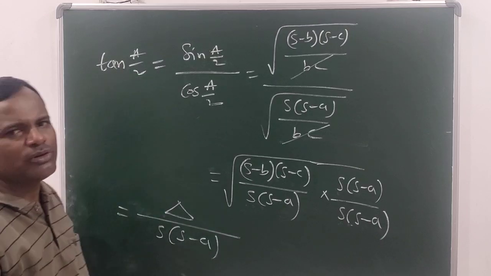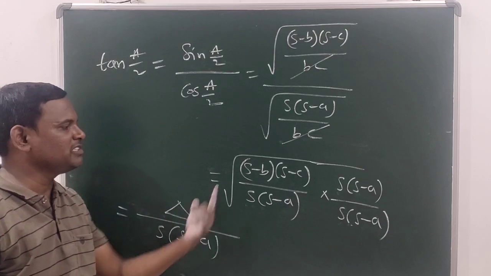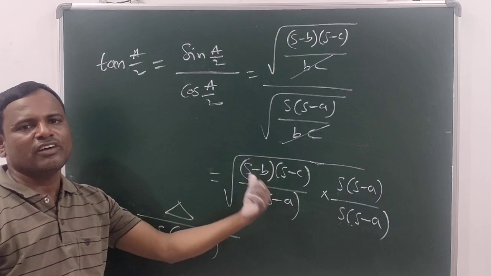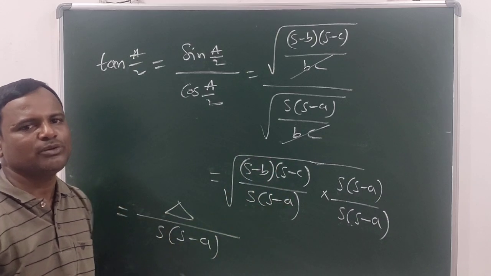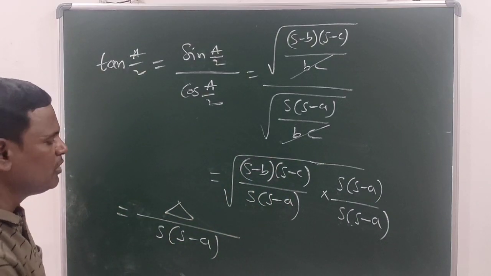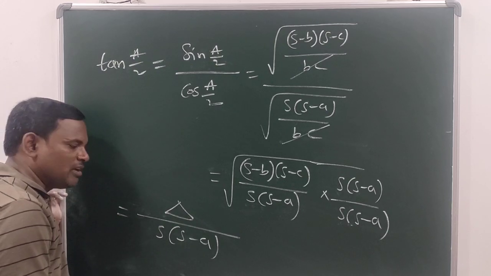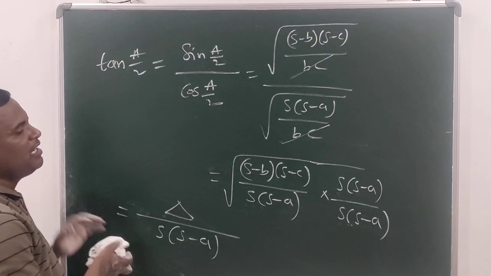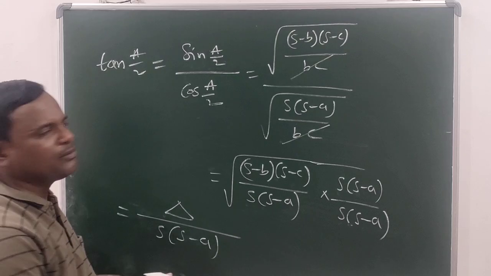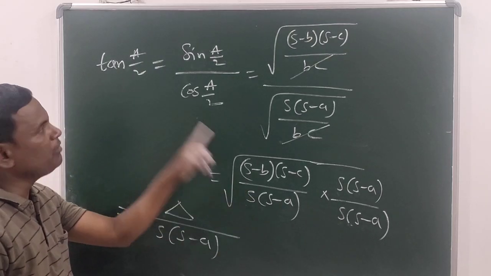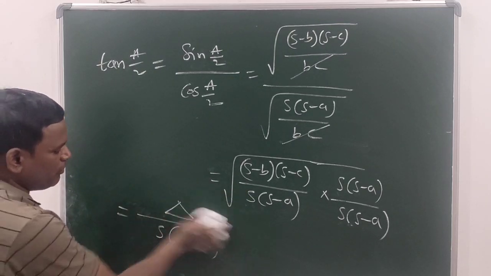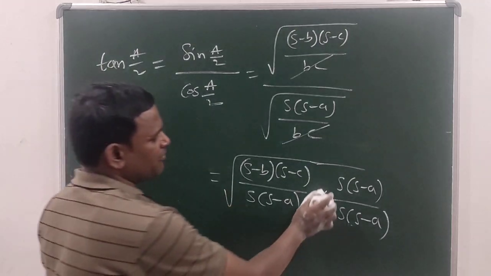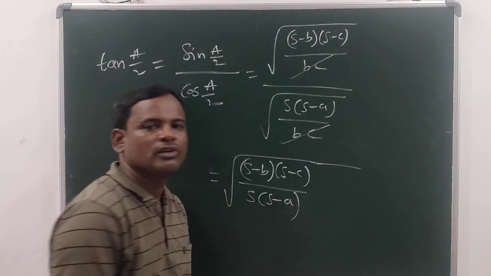Tan A by 2 is equal to delta by S into S minus A. Otherwise, square root of S minus B, S minus C by S into S minus A. Okay, now students, similarly, can you write tan B by 2? Before going to that, you can transform this into one more form also.